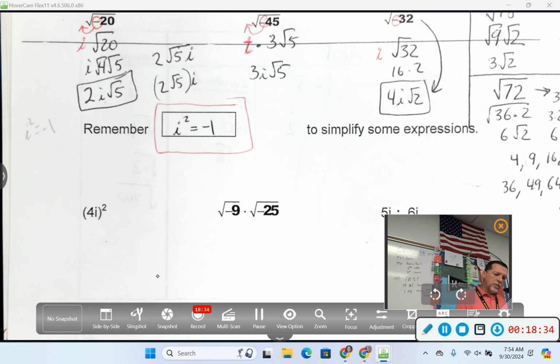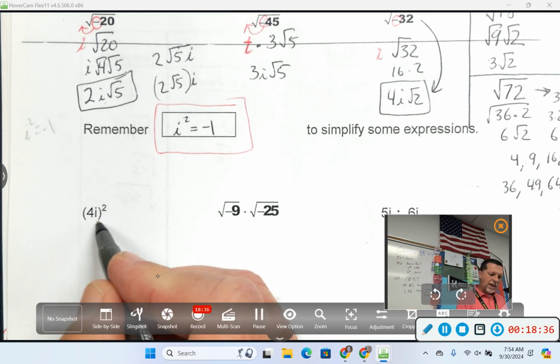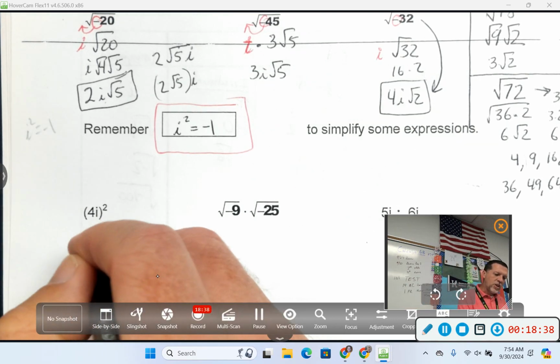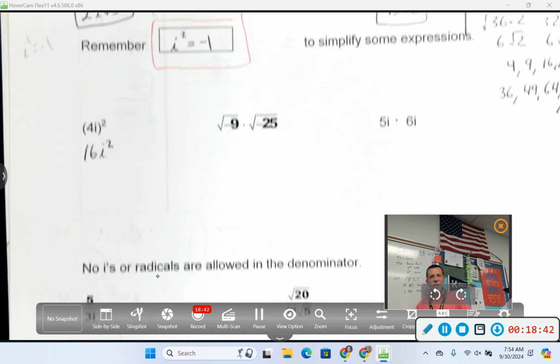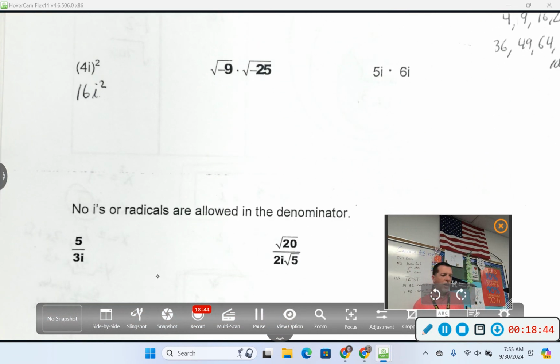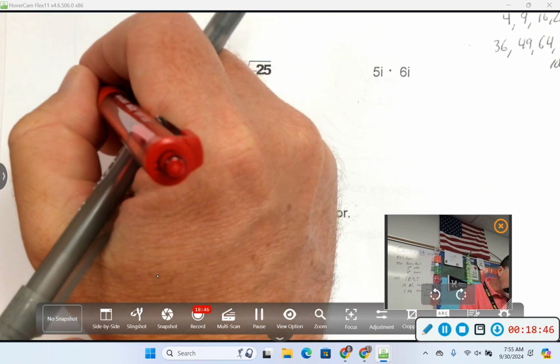So what do we get when we square 4i? Negative 16. You're skipping steps on me. You're right. 16i squared, right? Square the 4, square the i. But i squared is negative 1.